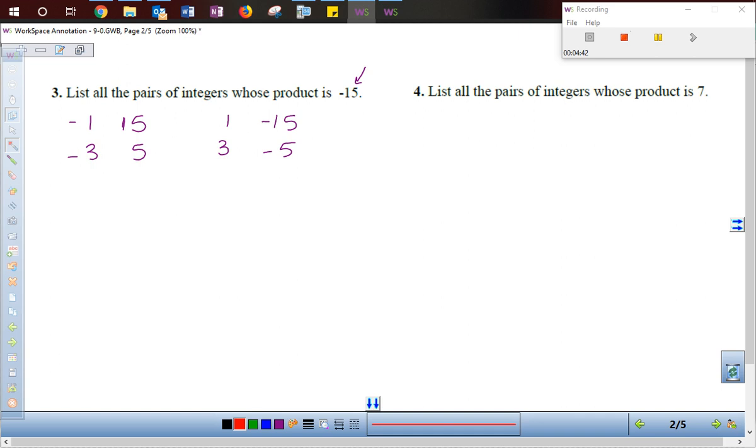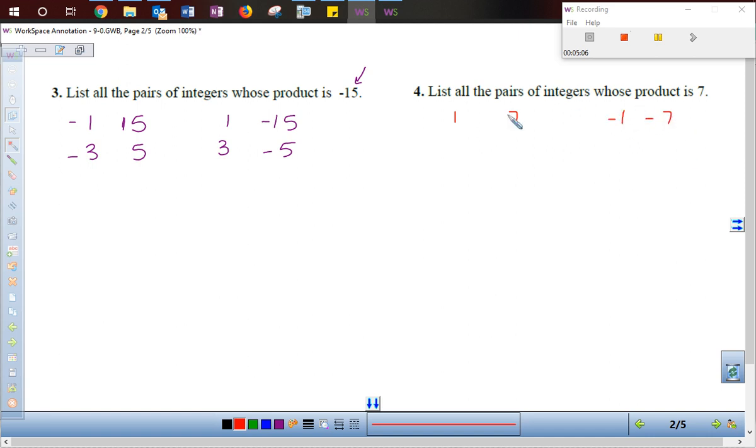Let's try it again on number 4. List all of the pairs of integers whose product is 7. So 1 goes into 7 times. 2 does not go in there. 3 can't go in there. 4 can't go in there. 5 can't go in there. 6 can't go in there, but 7 can. So all I can get are 1 and 7, which means I can have -1 and -7.